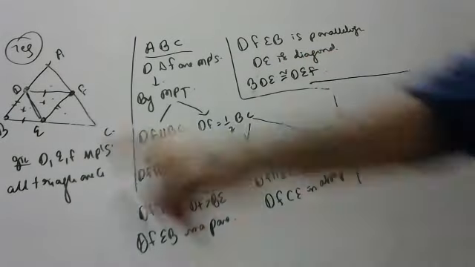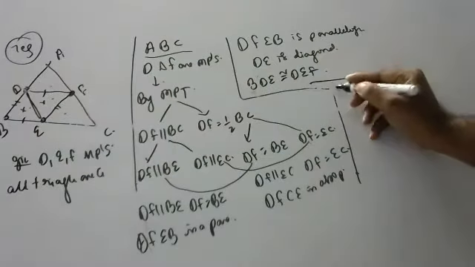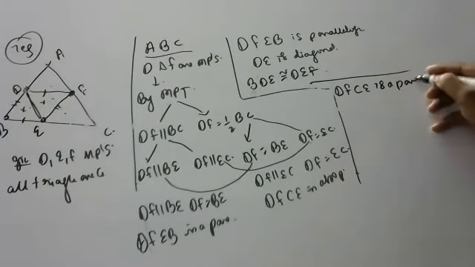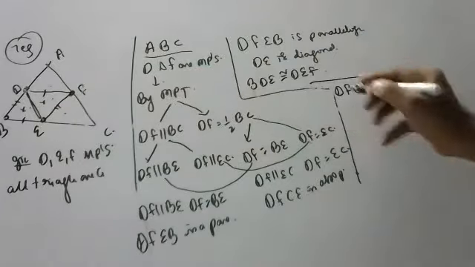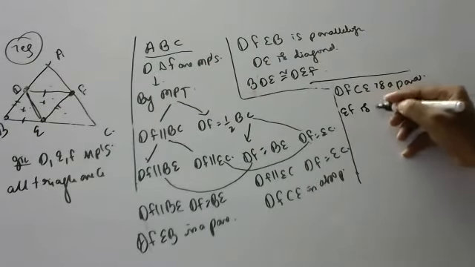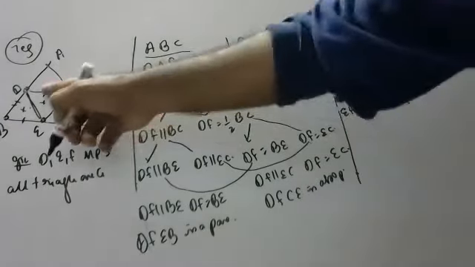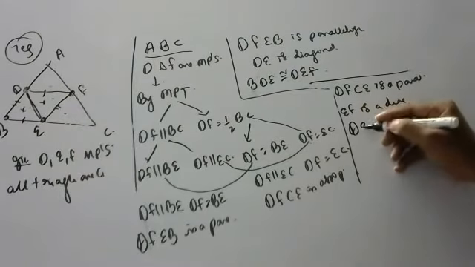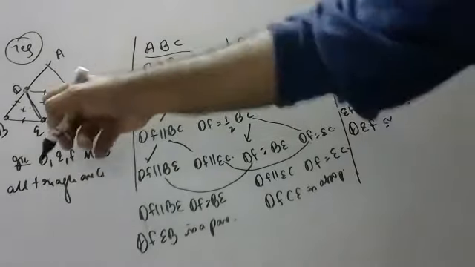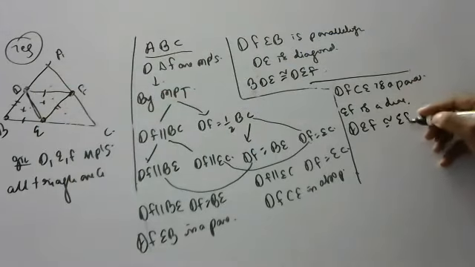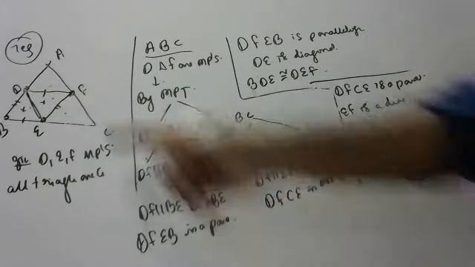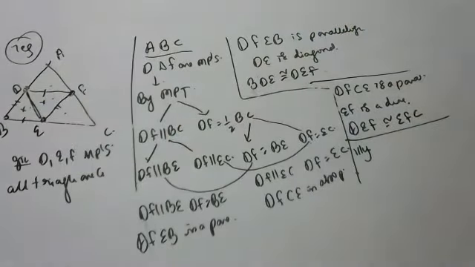At least see this. DFCE is a parallelogram, so EF is a diagonal. By congruency, this and this are equal, this and this are equal, so DEF is congruent to EFC also. Similarly, just write similarly, no need to prove again. ADEF is also a parallelogram.